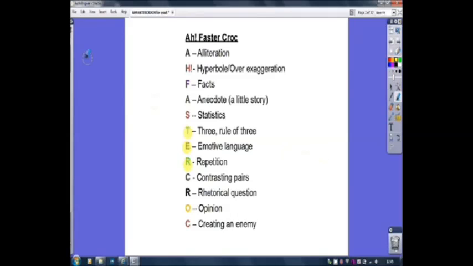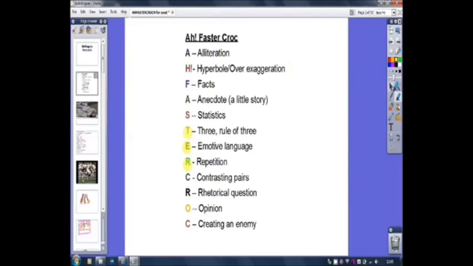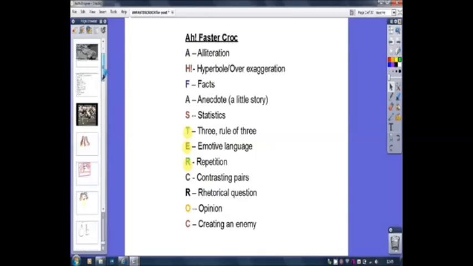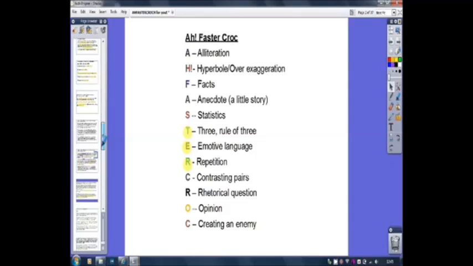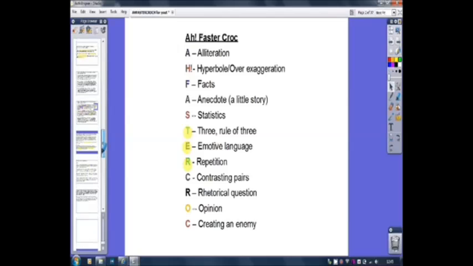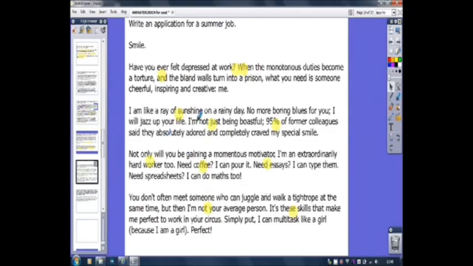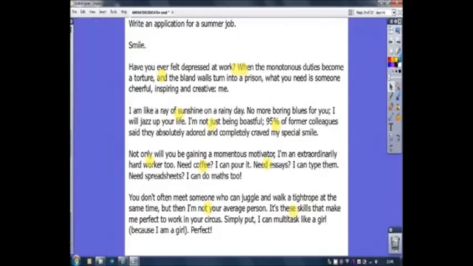Now of course, if we go back to the response that I showed you earlier, you'll see, hopefully, that she's trained herself to use more than one technique in each sentence. So here she began with that one word sentence. It's also an instruction, an imperative verb, not one of our techniques. Have you ever felt depressed at work? Well, here we've got emotive language with our rhetorical question.